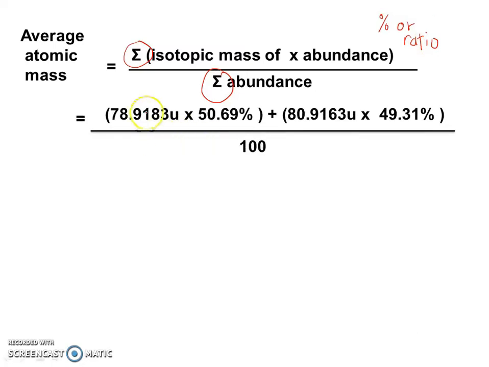So this is the isotopic mass with the abundance, and this is the isotopic mass, 80.9163 U, with the abundance. And this is 100. 100 is the sum of 50.96 added together with 49.31. So the total is 100. So the first step is the formula, the second step is insertion, the last step is the final answer with unit.